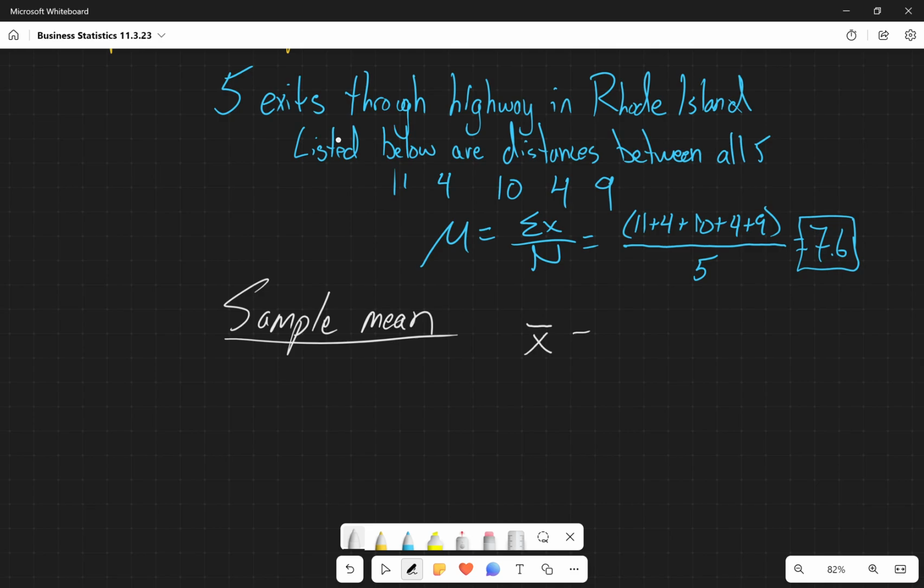So the formula is going to be the same. We're still going to have a sigma of our x's. We're still summing all our x's, and this time we're dividing by lowercase n, where lowercase n is the number of values in the sample. The x's are just the values.